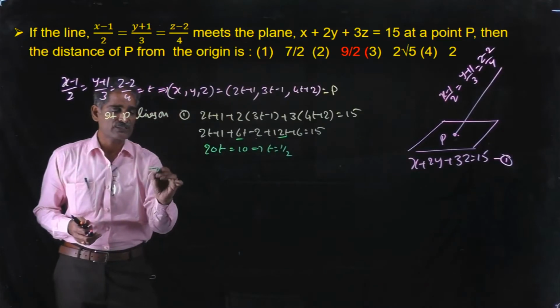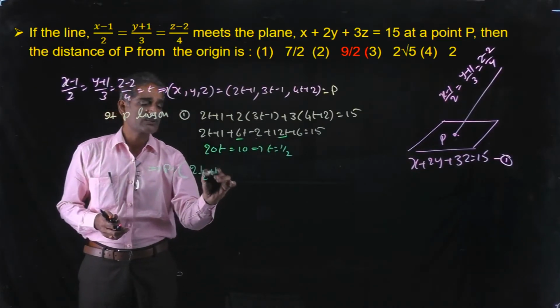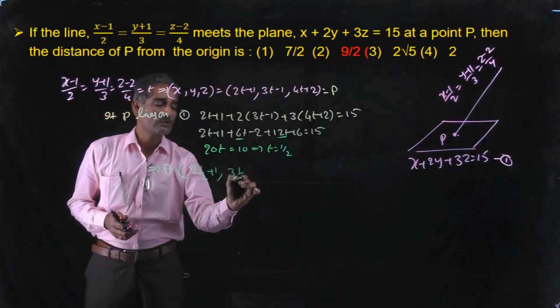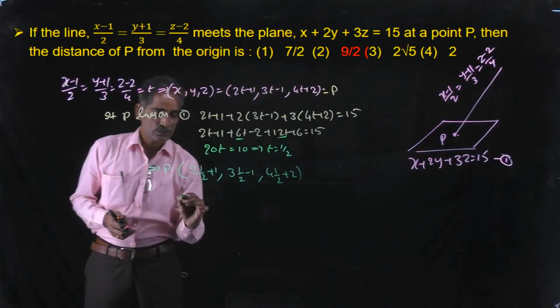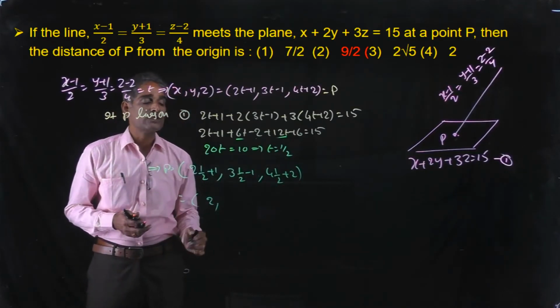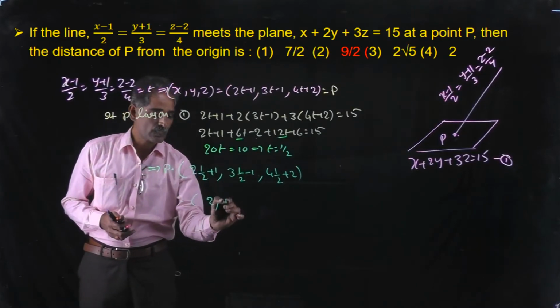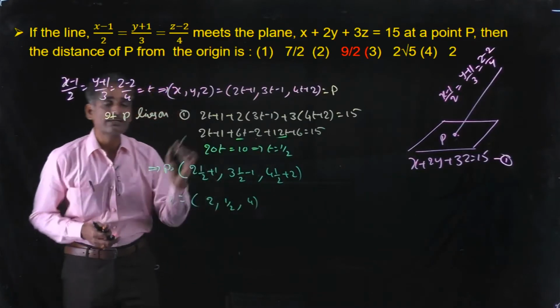Now the coordinates of P are 2 into 1 by 2 plus 1, 3 into 1 by 2 minus 1, 4 into 1 by 2 plus 2. Now this is equal to 2, 3 by 2 minus 1 that is 1 by 2, and 2 plus 2 is 4. These are the coordinates of point P.